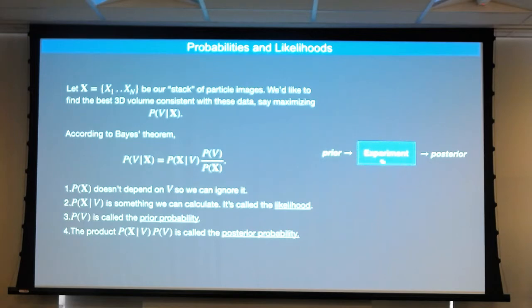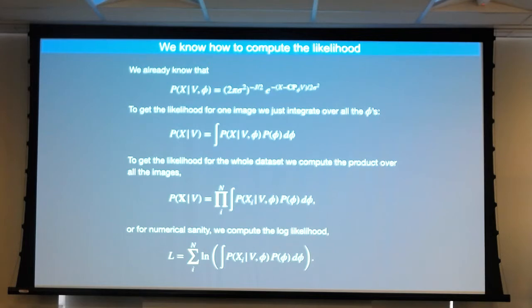And then I do an experiment. And the experiment is going to give me this likelihood term. And then in the end, what I do is I compute this product, likelihood times the prior, and that gives me the posterior probability. And so a proper way to do the statistical estimation would be we want to find V such that this posterior probability is maximum. Okay, so I'm sorry, here comes more math and more statistics, but we're going to get there.